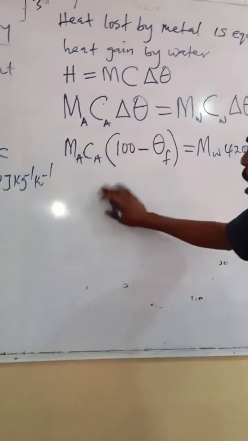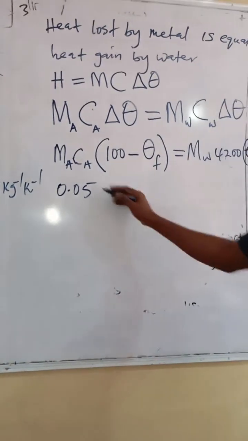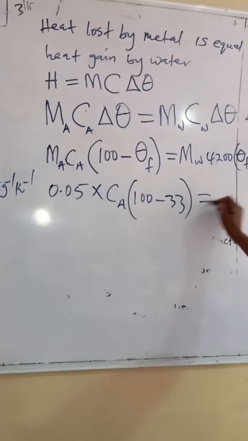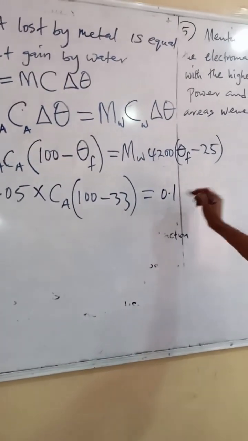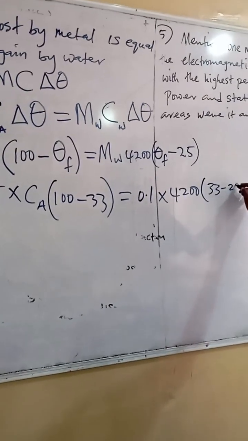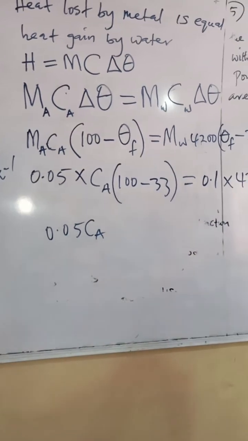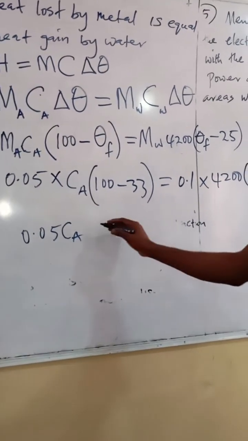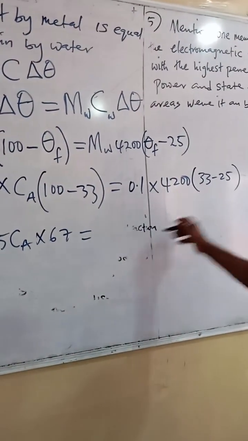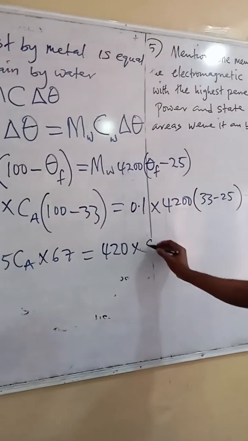If I substitute now, the mass of aluminium was given as 0.05, times Ca, the specific heat capacity of aluminium, which is what we are looking for, times 100 minus the final temperature 33, is equal to the mass of water, 0.1, times 4,200, times 33 minus 25. So 0.05 Ca times 67 equals 0.1 times 4,200, that's 420, times 33 minus 25, which is 8.